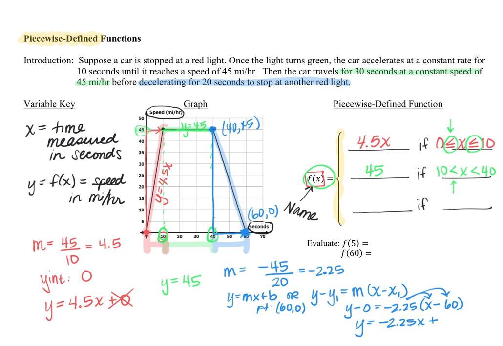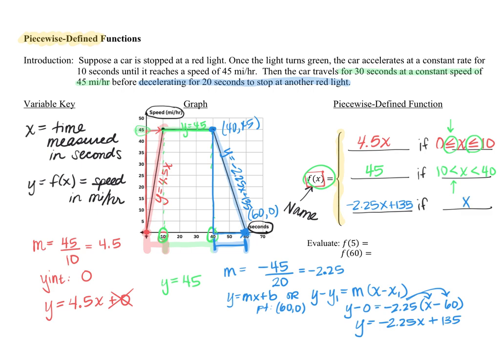So we'll multiply the negative 2.25 by 60, and I believe that will give us positive 135. So the equation for the blue line is y is equal to negative 2.25x plus 135. And in our piecewise defined function, again, we don't have to write the y equals because we already have that. We'll just have negative 2.25x plus 135. But this blue section is only applicable, remember, from 40 seconds to 60 seconds.